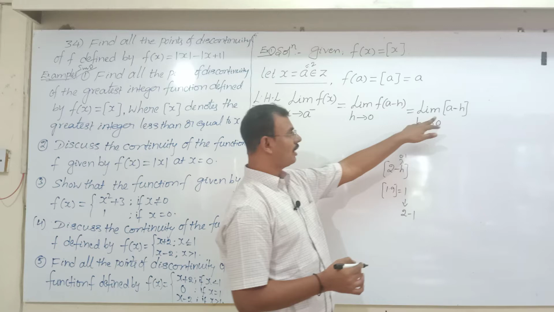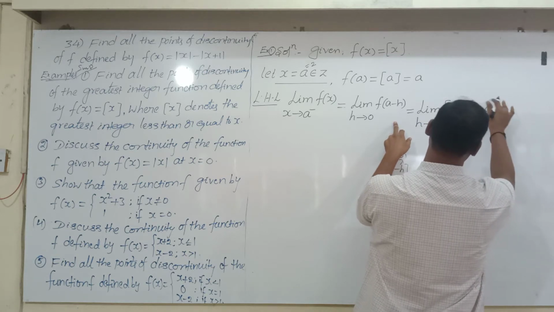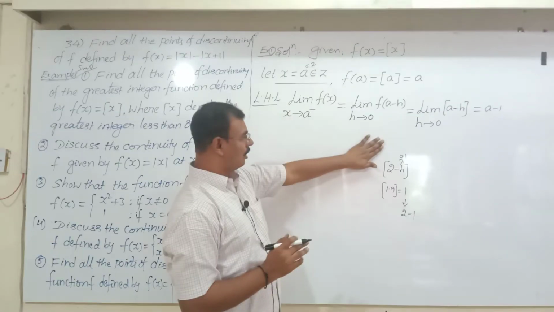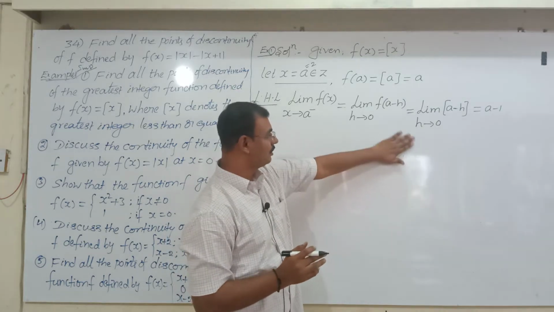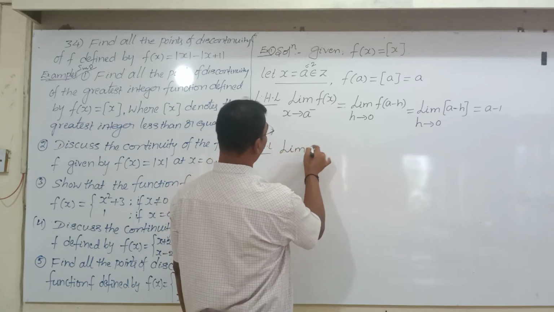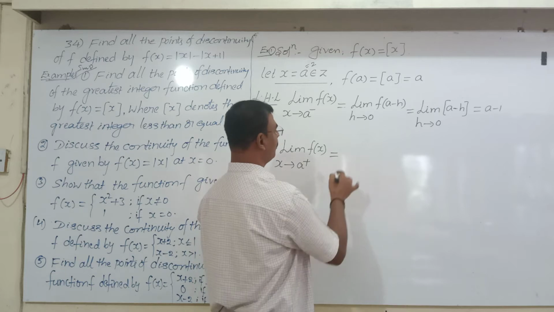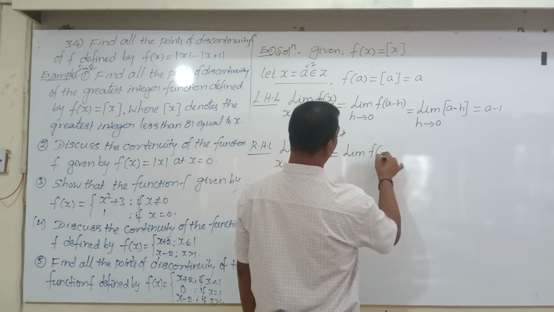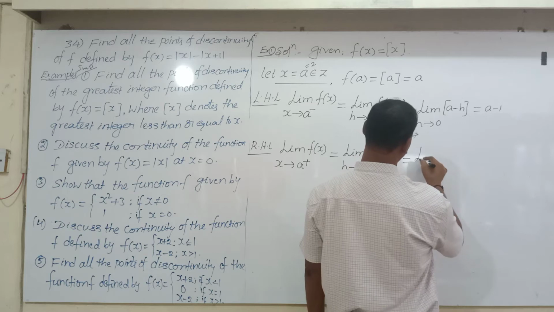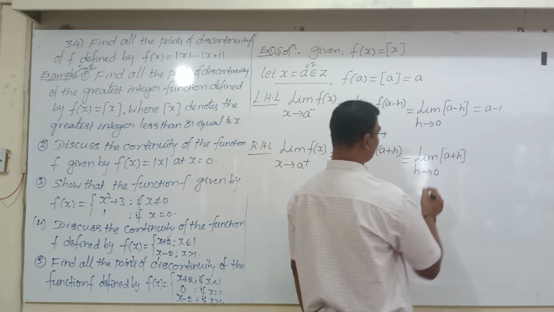In the same way, what is the greatest integer of a minus h? The greatest integer of a minus h is equal to a minus 1. A is the general value, any integer. I hope you understand this point. Now I will find the right hand limit. Limit of f of x as x approaches a plus. I have to write it in conversion: limit of f of a plus h as h approaches 0. This equals limit of greatest integer of a plus h as h approaches 0.